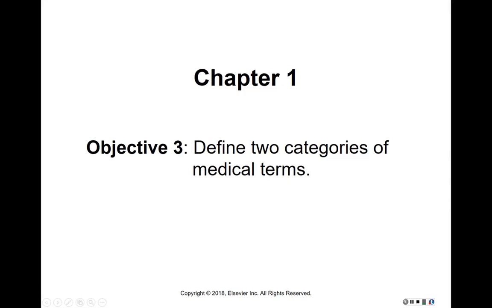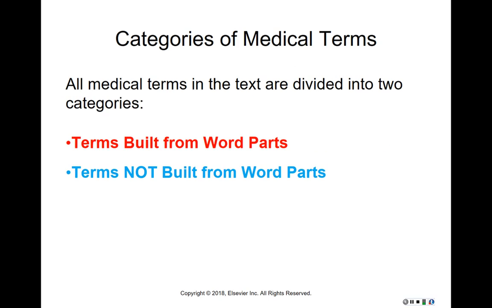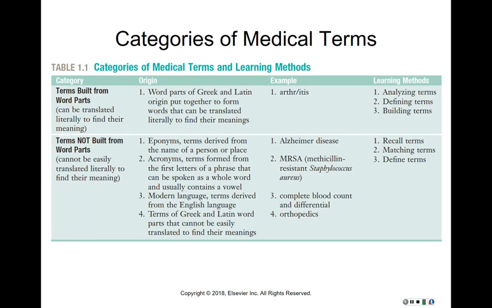Continuing with Objective 3, now we're going to define the two categories of medical terms. All medical terms in the text are divided into two categories: either they are built from word parts or they are not built from word parts. This Table 1.1 is the same one that is in your textbook. The first row going across shows terms built from word parts, so they can be translated literally to find their meanings.